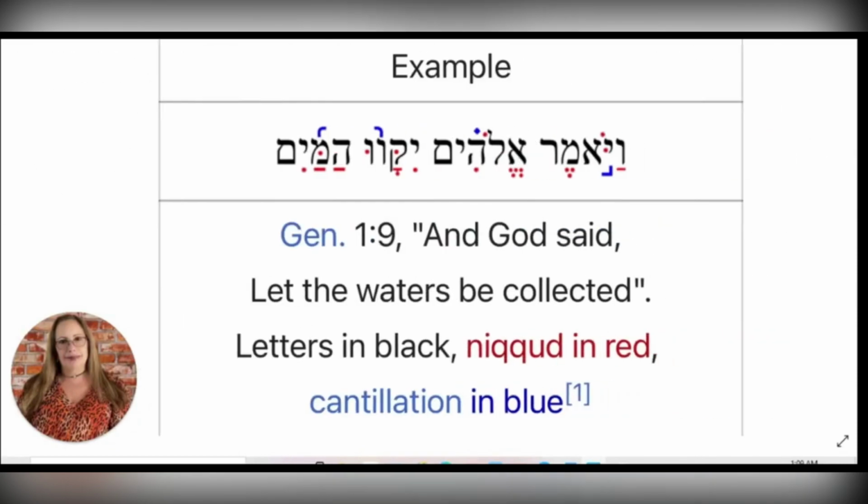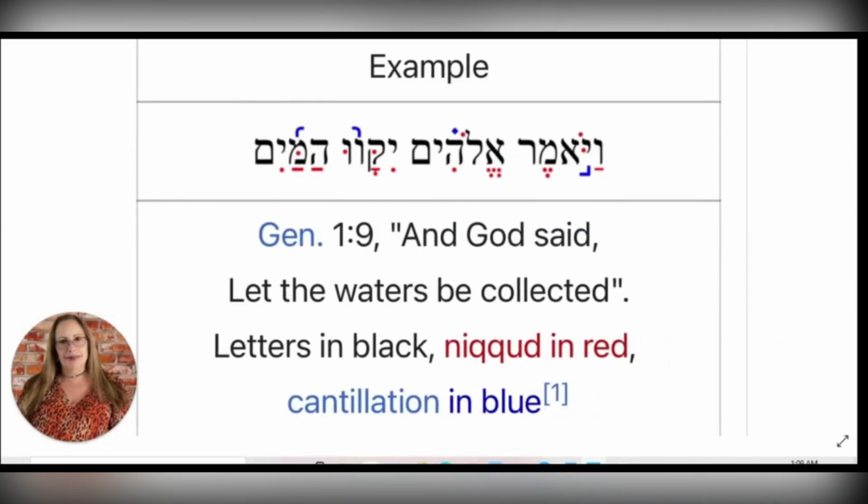So, let's look at this example. And we can see the red, as it states here, is the nikud. The nikud are the vowel markers. It tells you how to pronounce that letter.